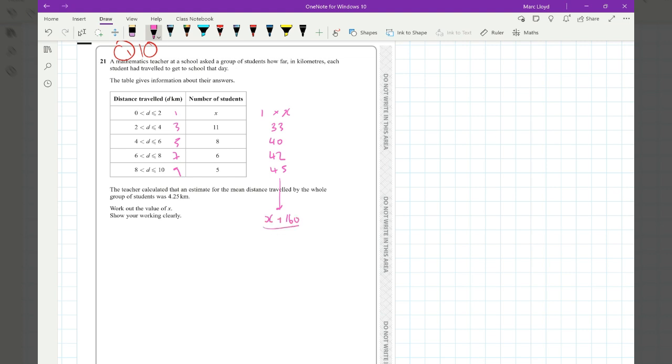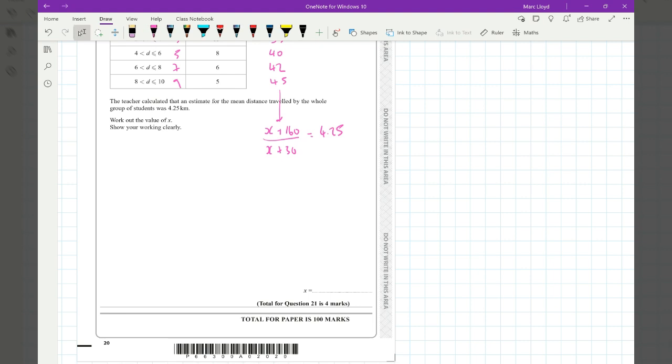It's then divided by the sum of all the frequencies. 11 plus 8 plus 6 plus 5. That gives me 30. So x plus 30. And that's going to equal 4.25. So now we've got our equation. We can start to solve it and find out what x is. x plus 160 will equal 4.25 open bracket x plus 30. So we have multiplied by the denominator to get that out of the way.